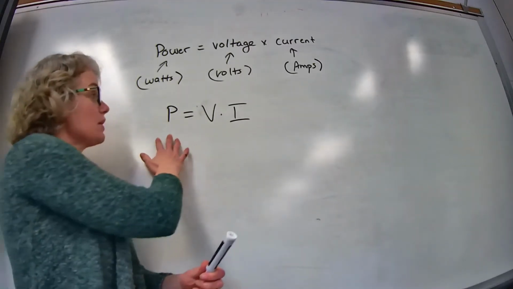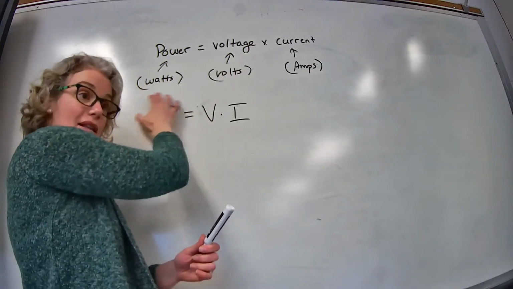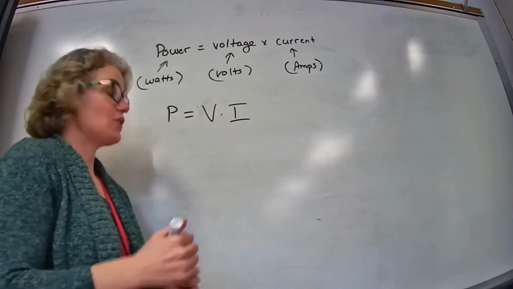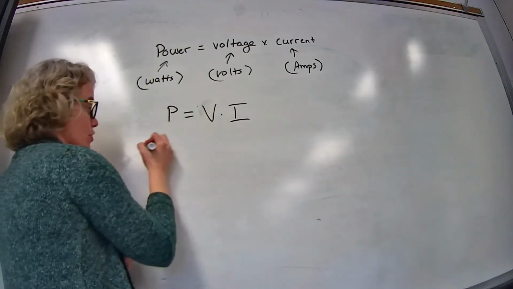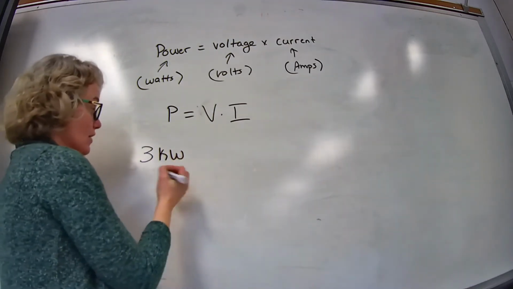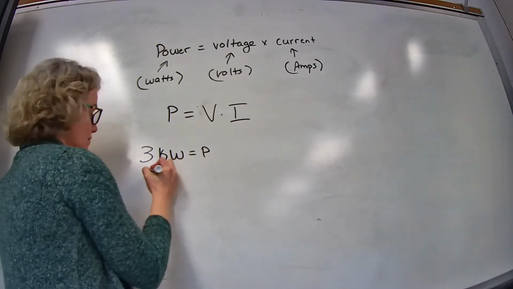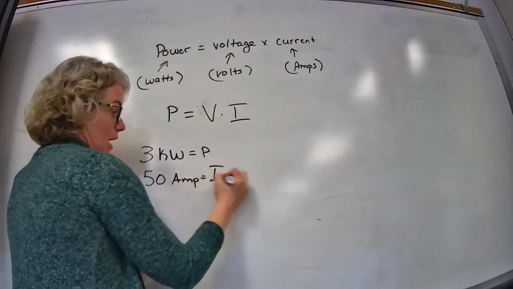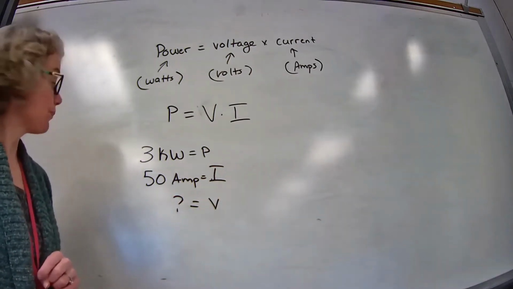So sometimes you're going to be working with this equation for power, but instead of being given watts, you might be given kilowatts to start with. Let's pretend the problem says there are 3 kilowatts of power, that's P, and the circuit has 50 amps, so that would be I. What is the voltage?